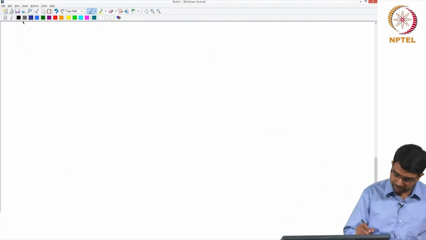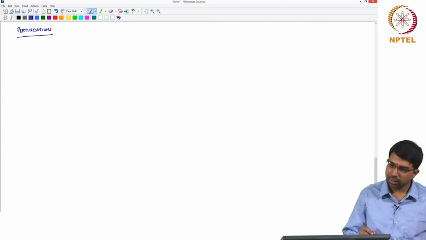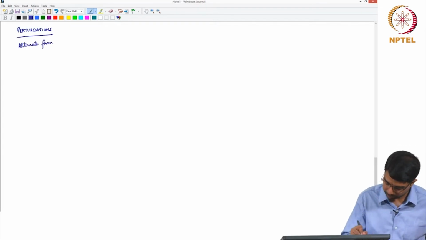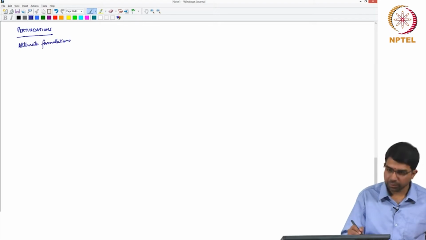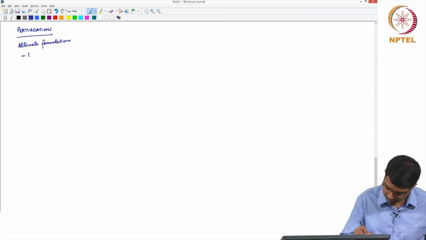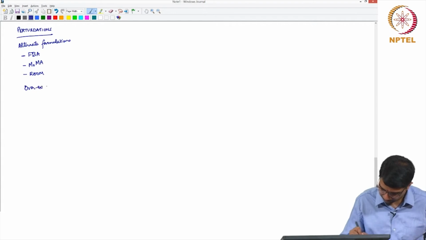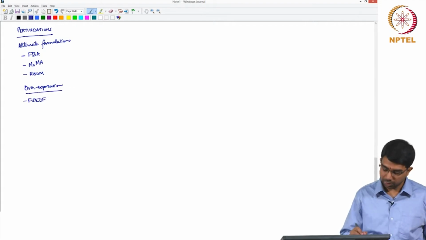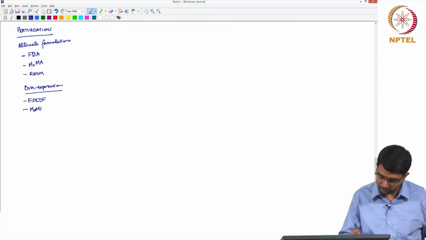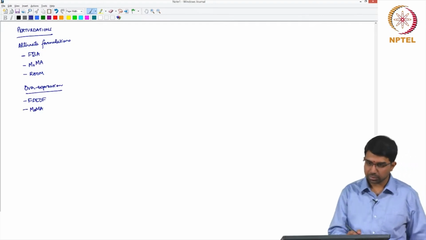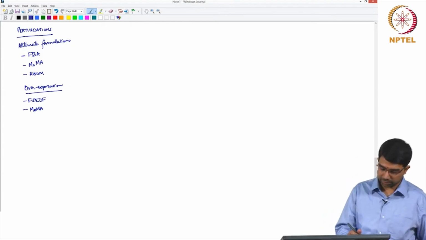So, while at perturbations we studied alternate formulations. Let us say FBA is already one formulation, we then studied minimization of metabolic adjustment, MOMA, ROOM, and then for overexpression we studied FSEOF. You can also use MOMA to study overexpression or anything else basically.